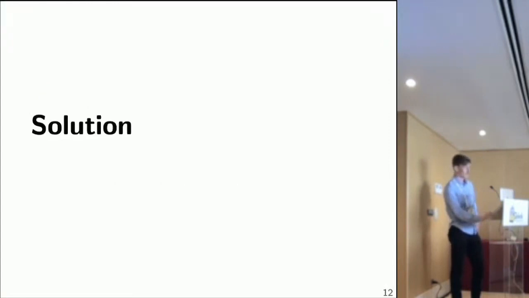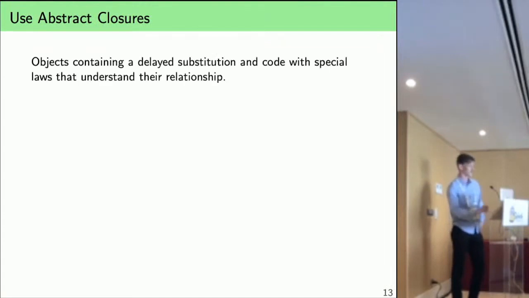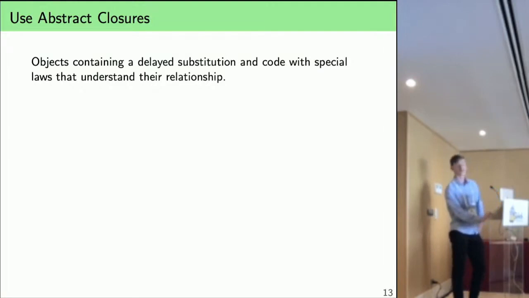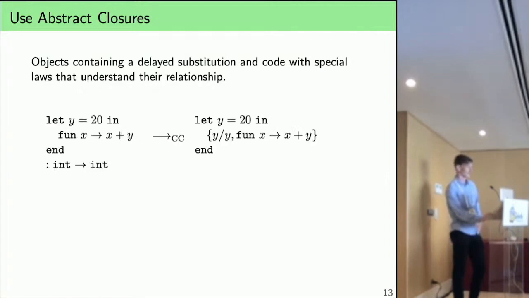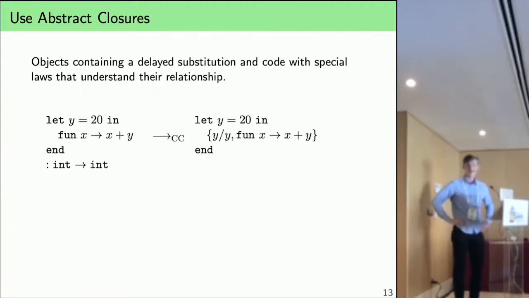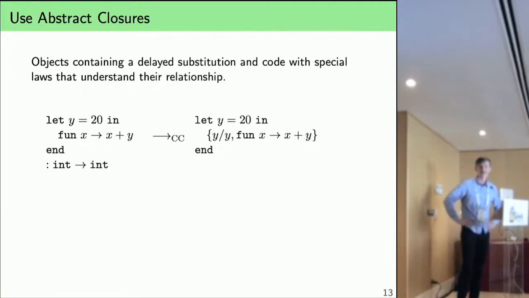So what's the solution to all these problems? It's to use abstract closures. These are special objects where we have a delayed substitution in the code that uses the delayed substitution. And we're going to create special laws that understand the relationship between those two parts. So if we were to abstract closure convert the OCaml code, we'd have this thing which looks very similar to what we had before, where we have an identity substitution for y and a function.